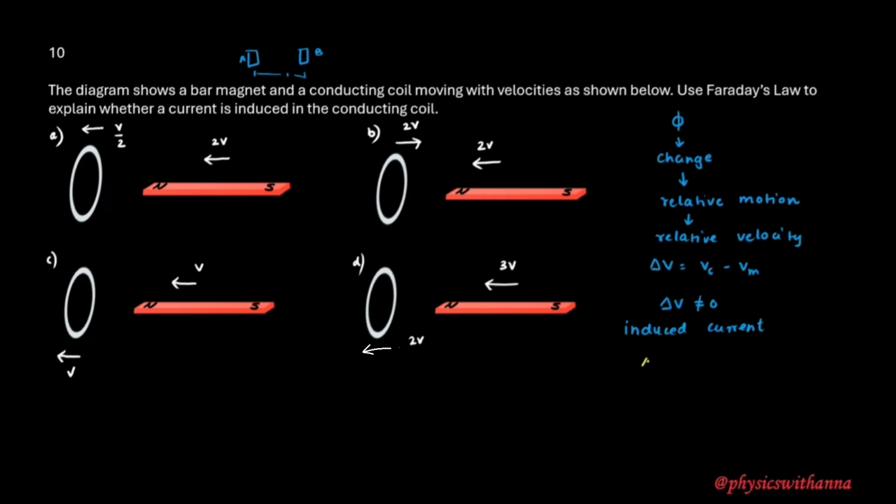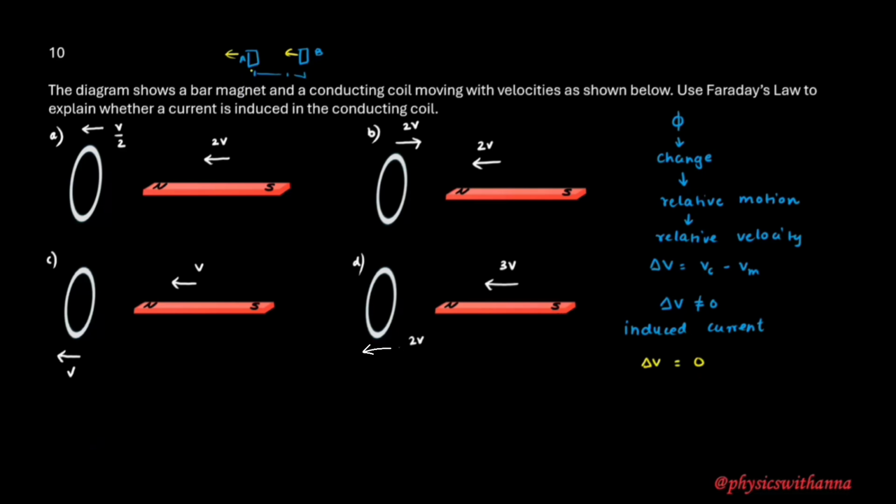Now, if the value of relative velocity delta V becomes equal to 0, this means that the coil and the magnet could still be moving, but they are stationary with respect to each other. That means they are moving with the same speed and going in the same direction. So, relative to each other, they are not moving at all. They could be moving from one point to another, but the distance between them remains the same.